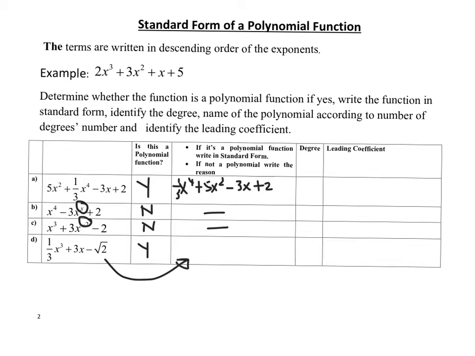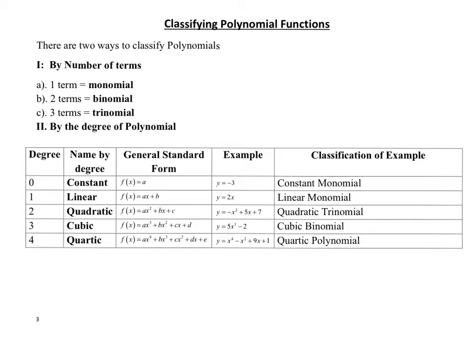And then let's write the degree. The highest degree here is 4. Here the highest degree is 3, and the leading coefficient we are talking about is this number here, 1/3, and in both cases it just happens to be 1/3. So 1/3 and 1/3 over here. And that's it.